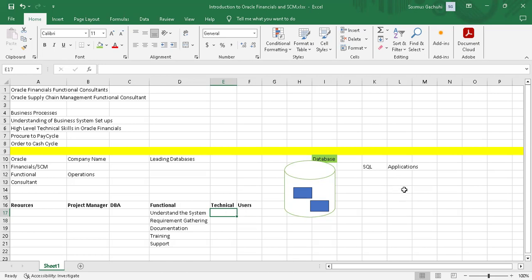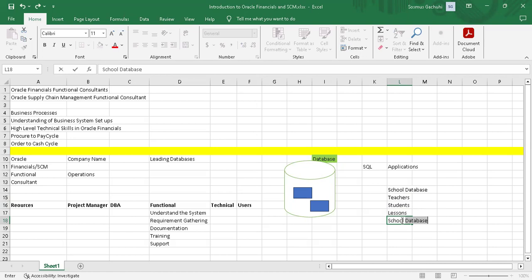For instance, if you want a school database, you might find it has teachers, it has students, it has lessons, it has things like school fee, it has admission number.